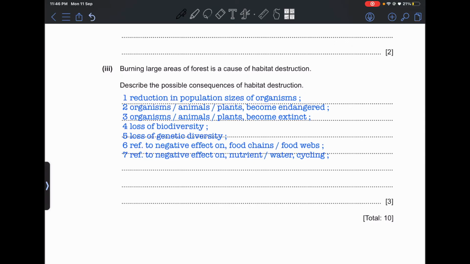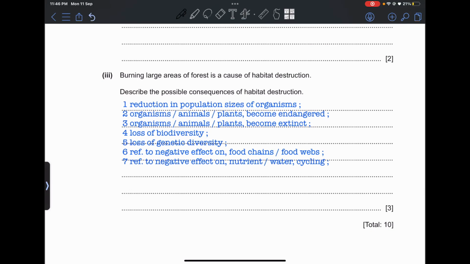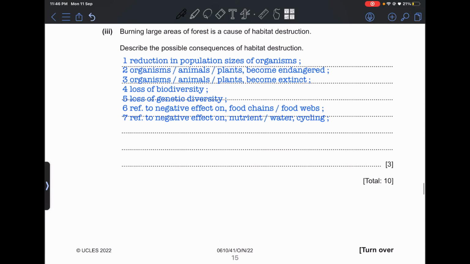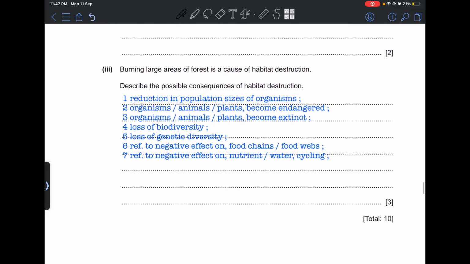of biodiversity. There will also be a negative effect on the food chains or food webs, because for example, if we have a food web that depends on a specific type of plant and that goes extinct, then the food web will not be able to continue. There will also be a reduction in the population sizes of organisms. There are a lot of points you can write down in this question.